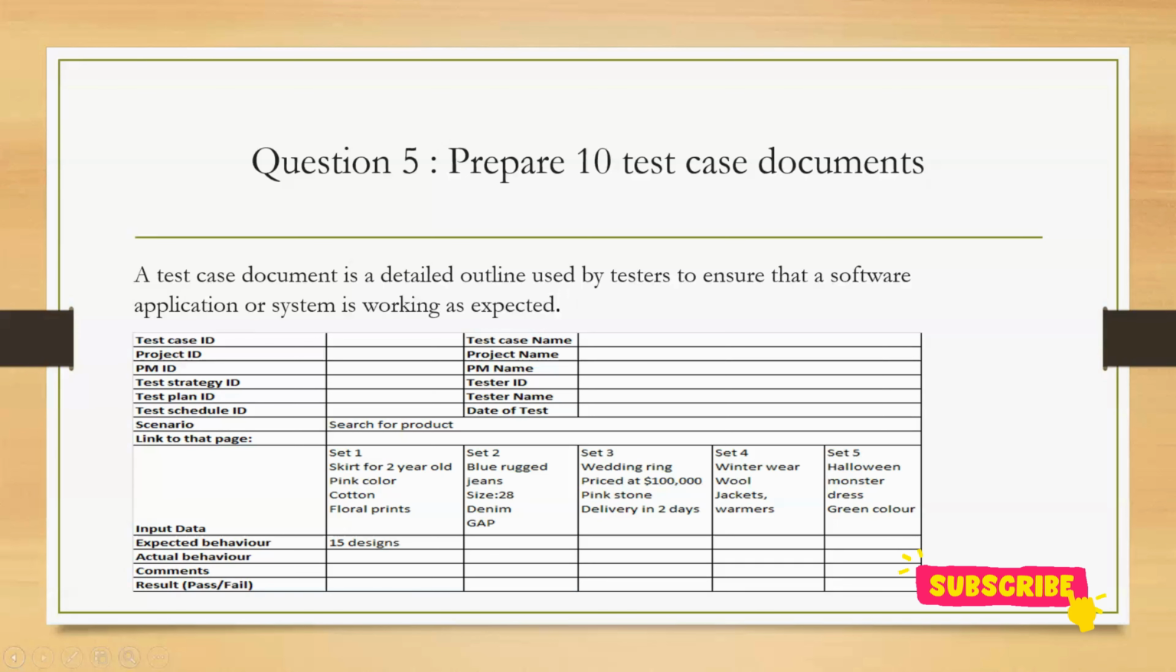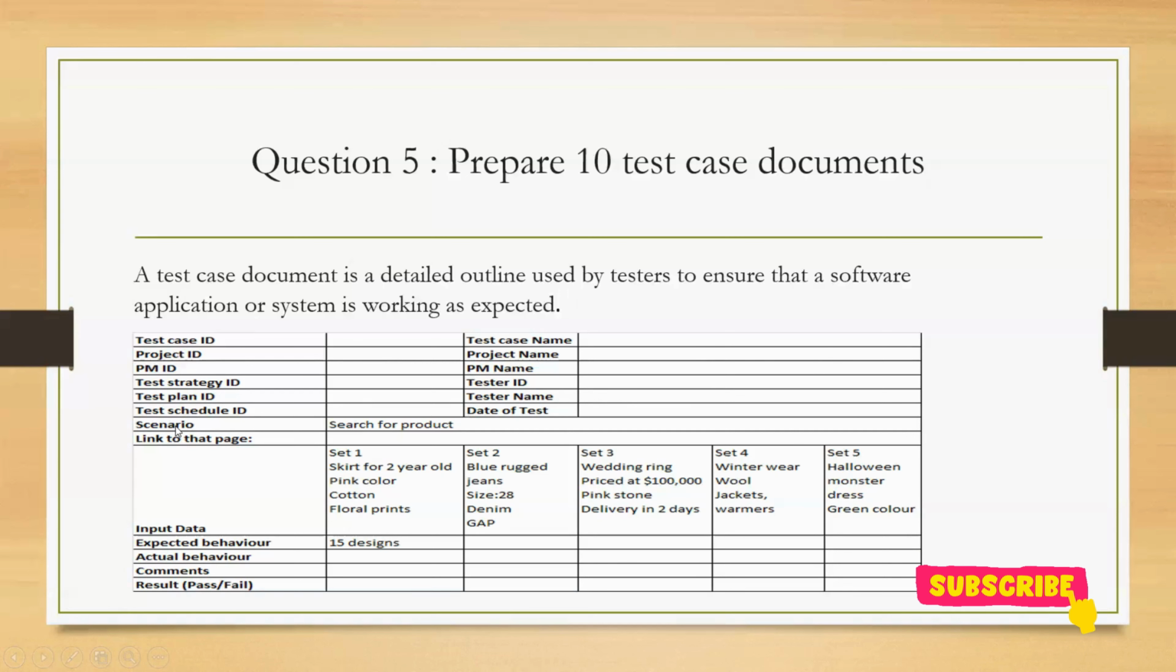Okay. So this is one sample template that we have provided for the test case document. There is a test case ID, then project ID, project manager ID, test strategy ID, test plan ID, and test schedule ID. You can give some random data over here. And test case name, project manager name, tester ID, tester name, and the date of the test. Give some random data there.